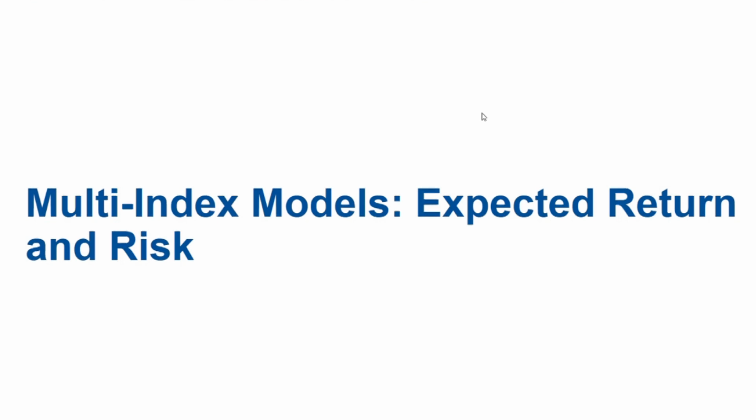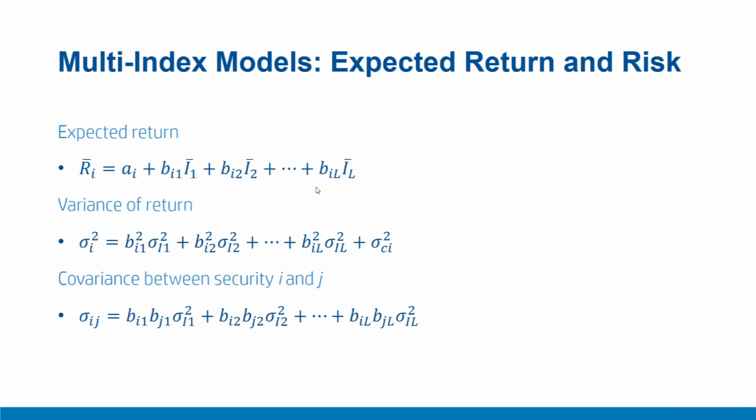Multi-index models, expected return and risk. In this video, we'll introduce the expressions for expected return, variance and covariance for multi-index models. Similar to single index models, the following equations provide the expected returns, variance of returns and covariance between securities in the context of multi-index models. We can straight away translate those results.